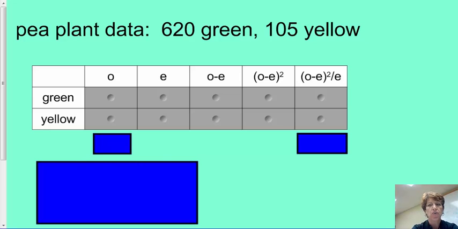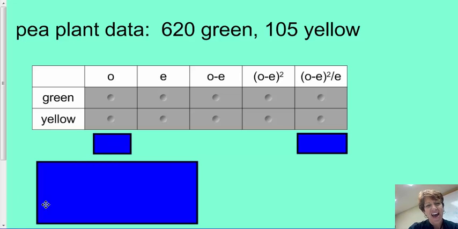So I want you to go through and put in the observed. I want you to figure out what you would expect and then go through and do the calculation. So here you want to pause the video for a moment, do your math, and then come back. All right, so you're back.